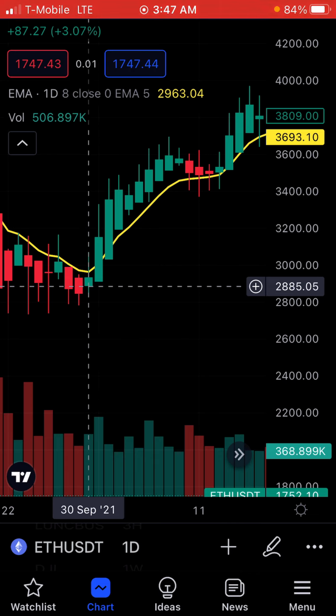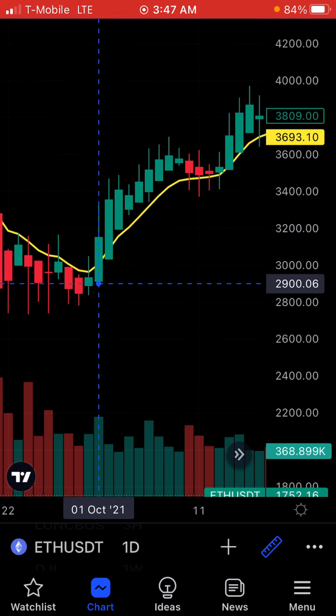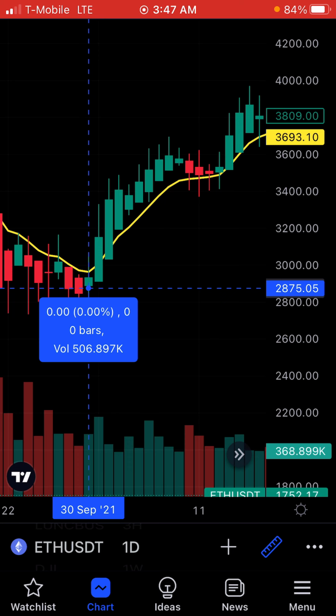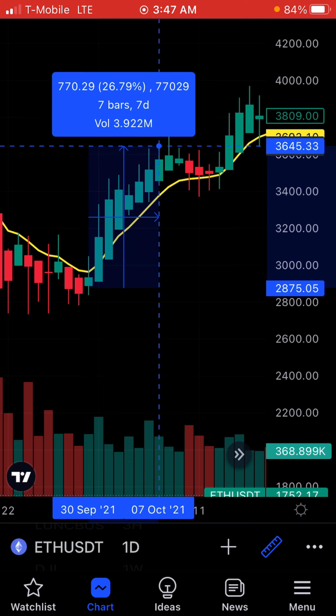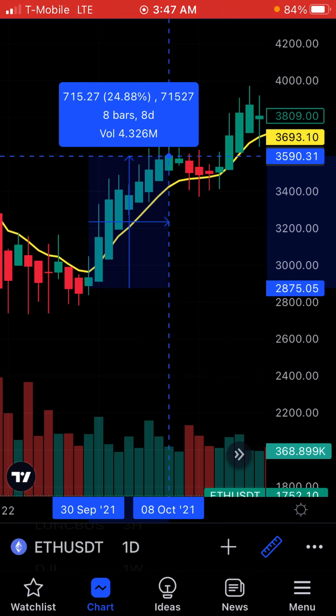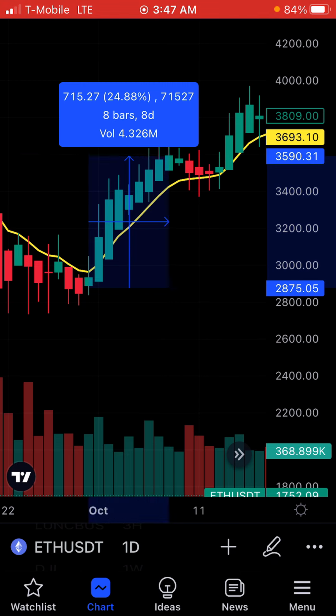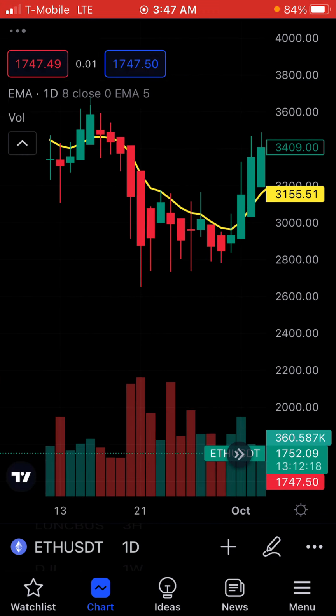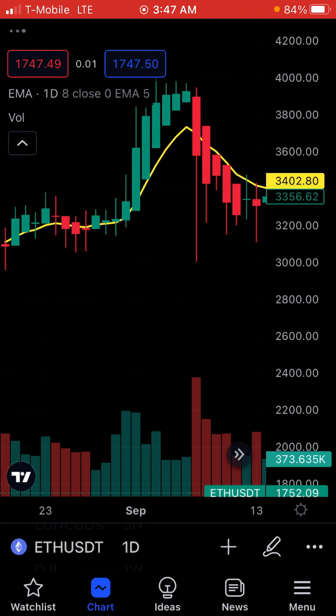Yesterday I was talking about how 500,000 might not be good for the stock market, but for crypto, half a million in volume I think is pretty good. So if you got in right around here, and you sold somewhere up here, you made 24% in 8 days. Let's look at another example.